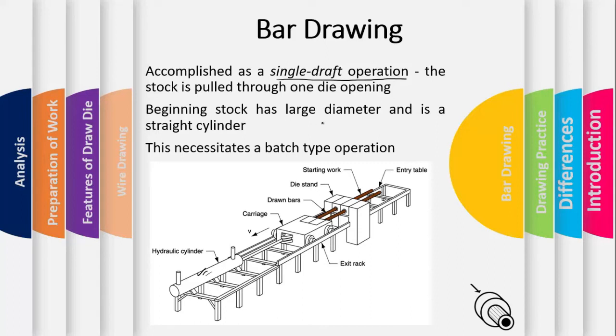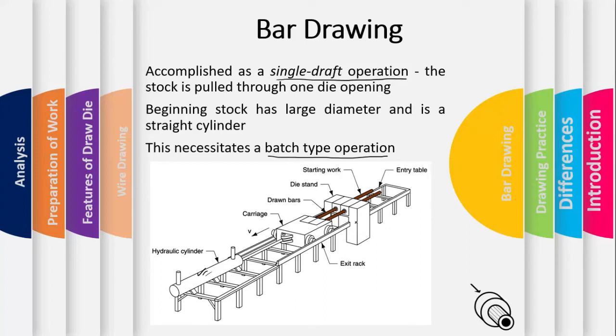So the beginning stock has a larger diameter and is a straight cylinder, as you can see here. This basic scheme of bar drawing necessitates batch type production. As you know, in batch type operation we make a batch of products of the same dimension, like we make 1,000 bars of the same dimension in length, so this type of operation necessitates batch type production.